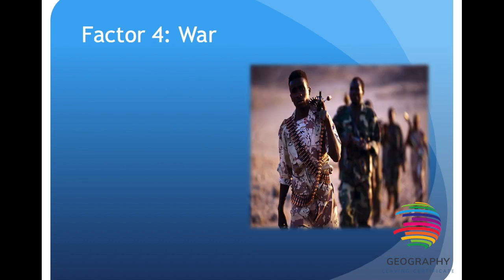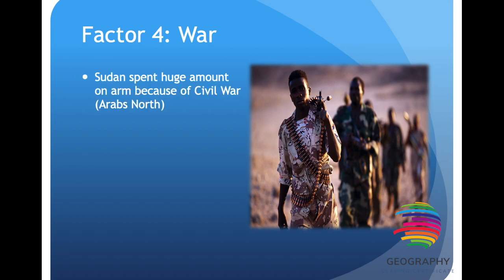Okay, the last one there is war. So Sudan, again, war is a massive barrier to economic growth. Sudan spent a vast amount of its money on arms or on weapons because of the civil war that's happening in Sudan with the Arabs in the north. They spend 9 times more money on arms than they do on healthcare.